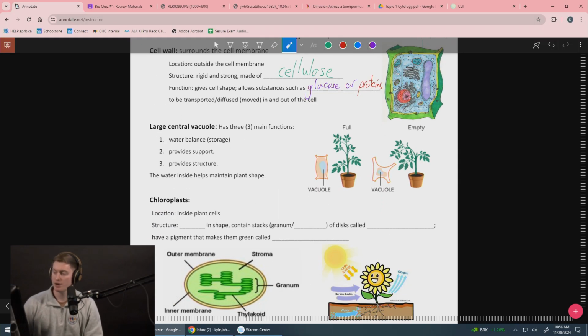Plant cells also have a large central vacuole. Those are going to have three main functions. They're going to provide water balance, meaning that they're going to store water. They're also going to provide support and structure. Those are kind of the same thing for the cell, but they help maintain the plant shape through water pressure.